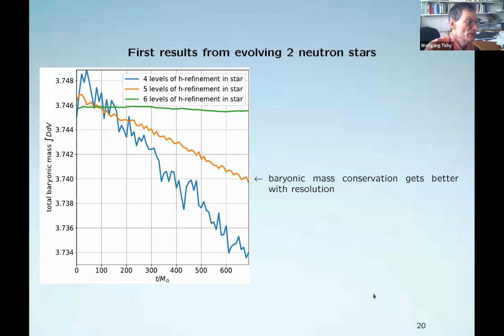Okay, and then we did this evolution. This was just for the in-spiral, and we did it with 3 different resolutions. Like the picture I showed you was with 4 levels of refinement in each star, but we can also go to 6 or to 4.